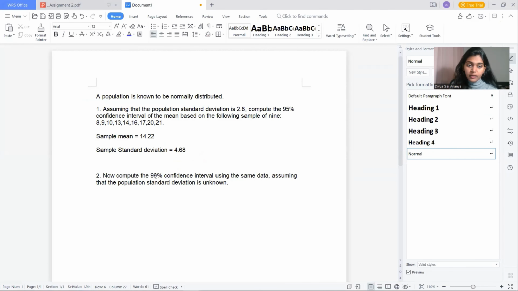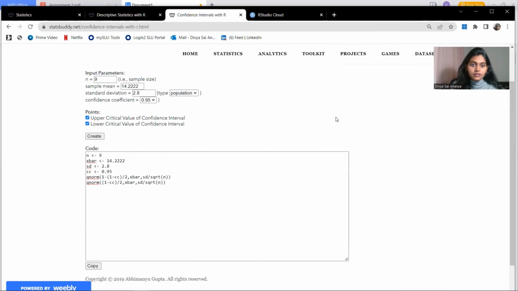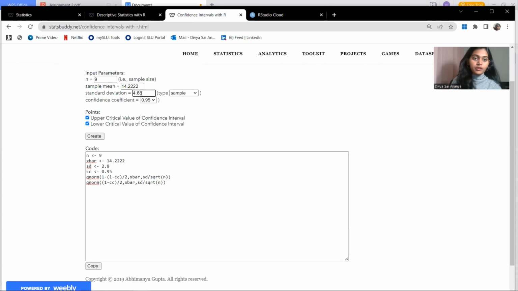Now we are going to compute the 99% confidence interval using the same data, assuming that the population standard deviation is unknown. So in this question, we are going to change the details a little bit. As they have asked the standard deviation to be unknown for the population, we are taking the sample's standard deviation instead. So the sample standard deviation is 4.68. Let's just enter that value over here. And now the confidence coefficient is 0.99 as given in the question.